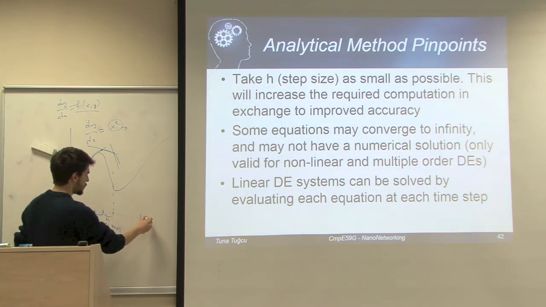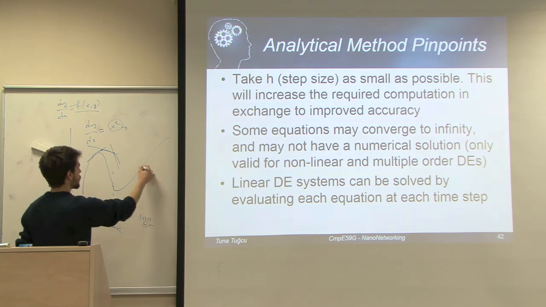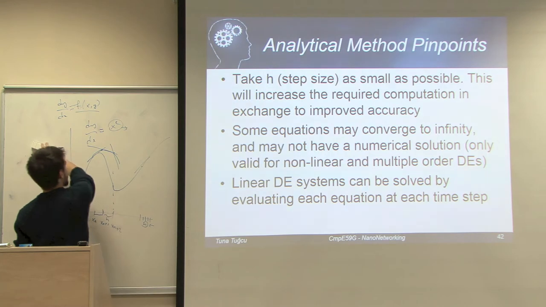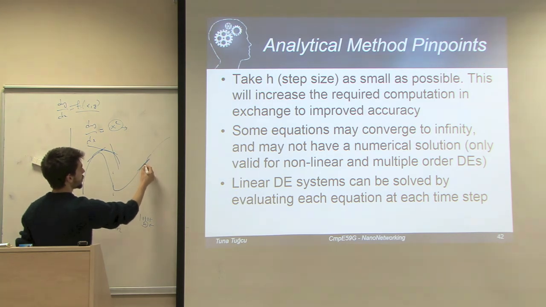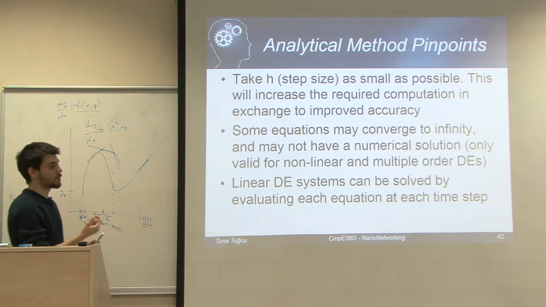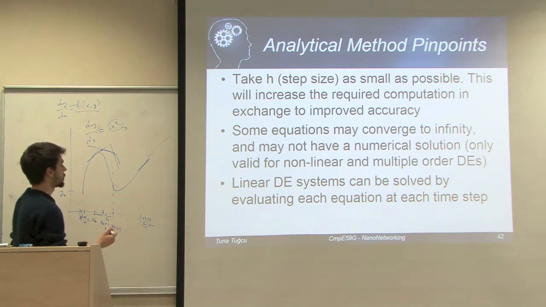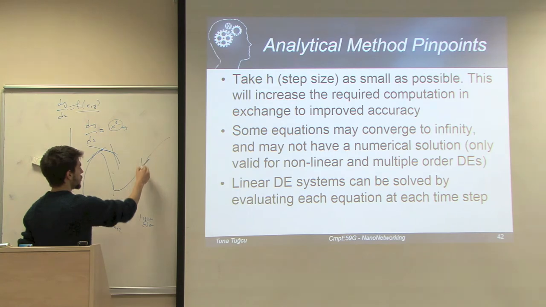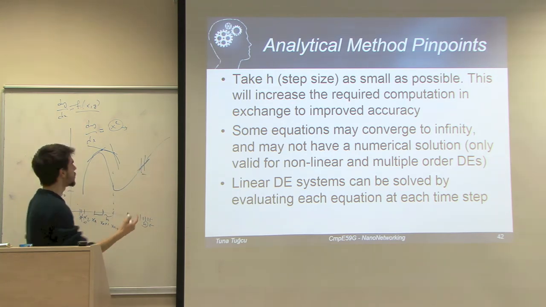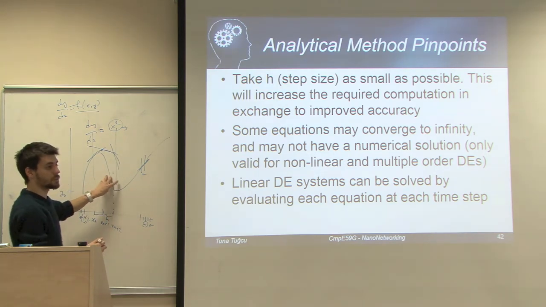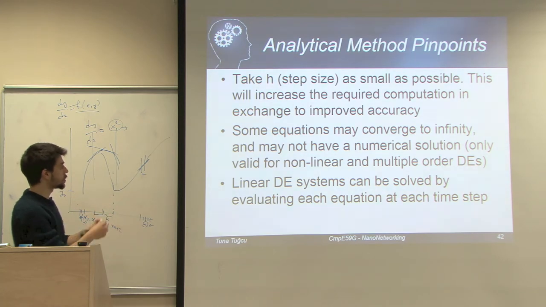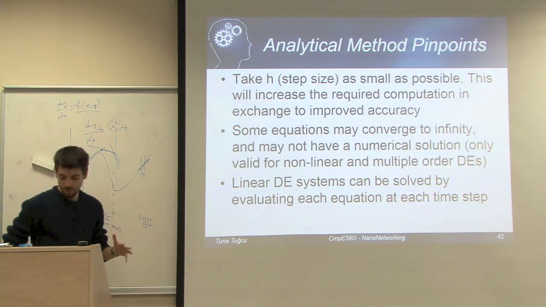But what if you have very small h, very small step size? You would have a tangent line here, very close to it. So your error gets significantly smaller when you take smaller step size. But what you lose here is, with 3 computations, you only cover this much. With the larger step, with 3 computations, you cover this much solution space. So there's a trade-off between accuracy and performance.